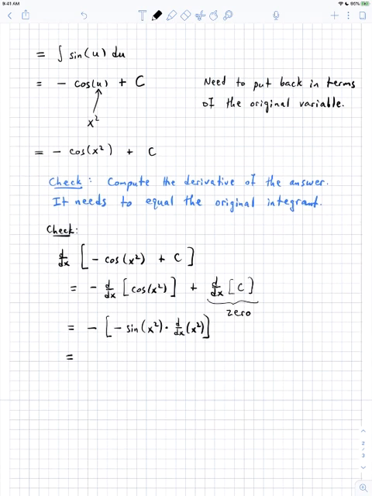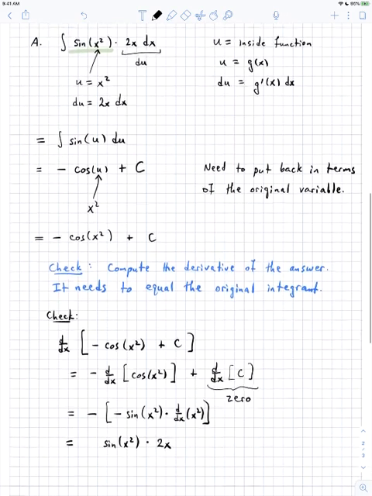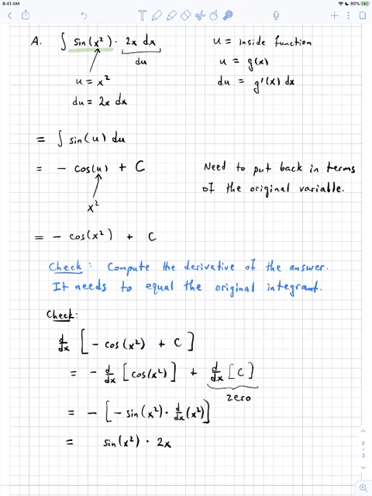Well, minus a minus is plus, so then you have sine of x squared times the derivative of x squared, which is 2x. And if you compare that with what we started with, you can see that yes, indeed, the derivative of our answer gets us back our original integrand. And that's how we know we did it right.